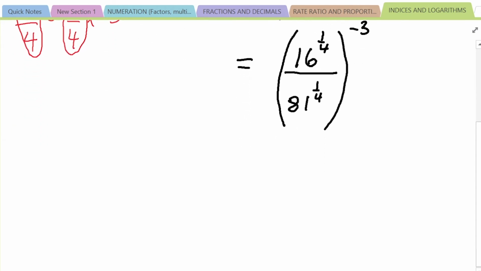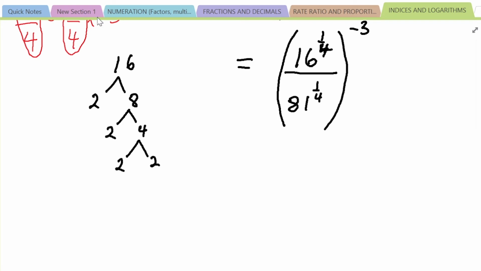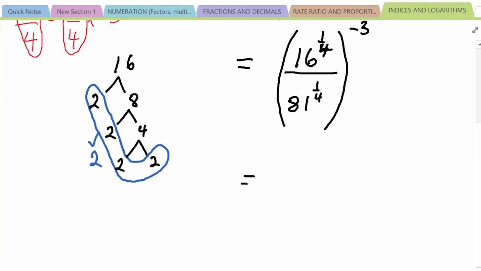So now let's deal with these things individually. What is 16 to the power a quarter? 16 to the power a quarter means we are going to find the fourth root of 16. So doing some side work here, dividing by 2, we end up with 8. By 2, we end up with 4. We divide that by 2, we end up with 2. And since we are finding the fourth root, we are going to group these numbers in groups of 4 and just choose one from each group. So here it was one group, and we are only going to choose one number, which is 2. So the fourth root of 16 is 2.